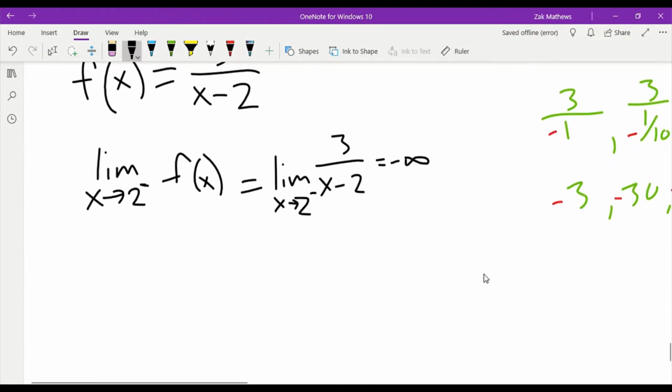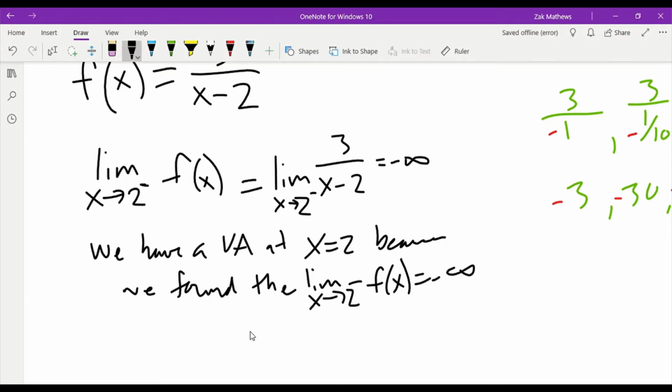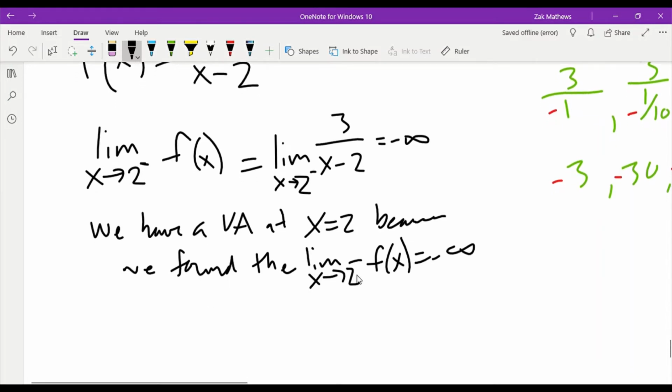So right away here, what we've already shown is that we do have a vertical asymptote. At this point, we can state with confidence we have a vertical asymptote at x is equal to 2 because we found the limit as x approaches 2 from the left of our function equals negative infinity. I do expect this level of reasoning to explain why we have an asymptote. We have to state we've found that limit, we found that it went to negative infinity.